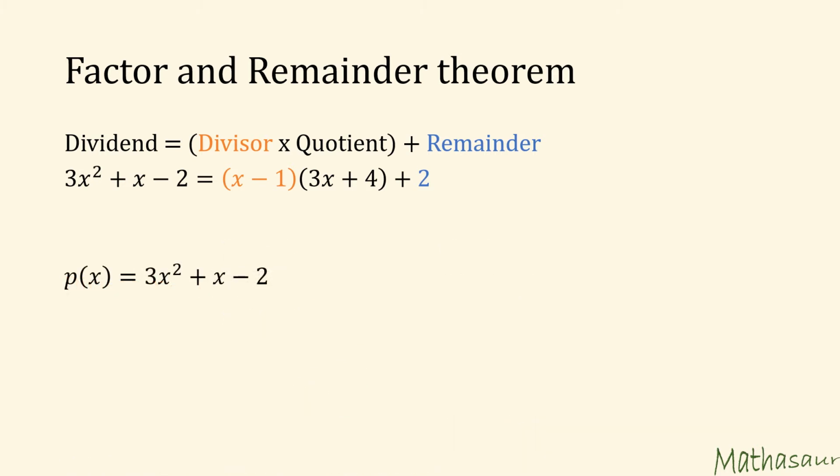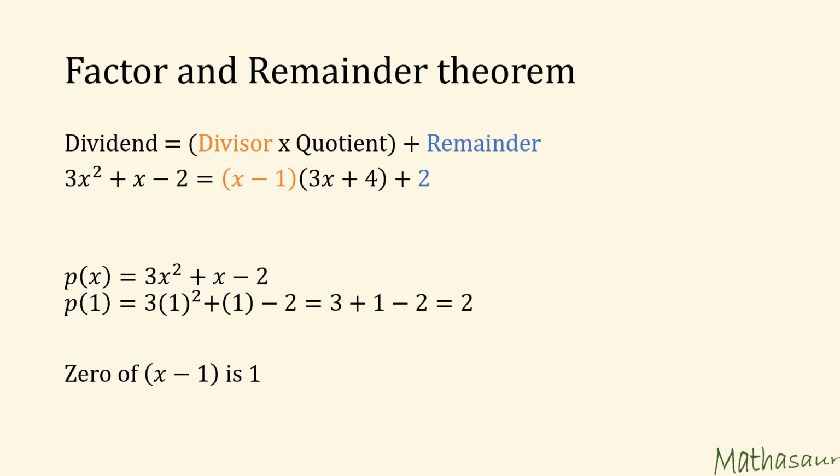Let us write down the polynomial as p of x, and let us put x equals 1 on both the sides. We get p of 1 is equal to 2. Now note here that the 0 of the divisor x minus 1 is 1. Recall that the 0 of a polynomial is a value of the variable x that makes the value of the polynomial equal to 0. So x equals 1 would reduce x minus 1 to 0. So the 0 of x minus 1 is 1 and we note that p of 1 gives us the remainder.